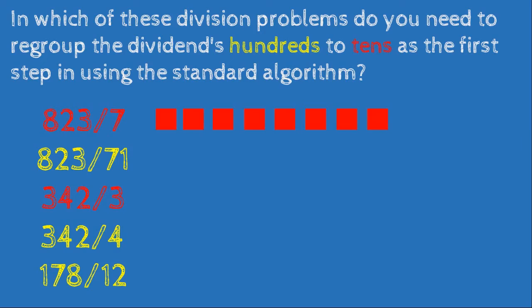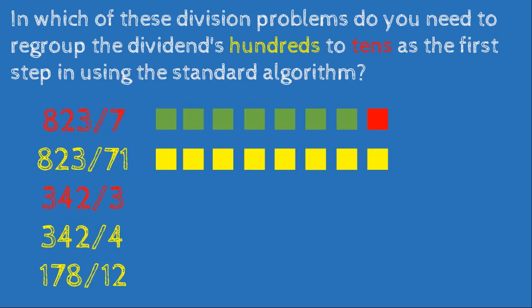If we have 8, how many times can 7 go into it? That would be 1 with 1 left over. So we know that we can actually do that one. We don't have to regroup the dividend's hundreds to tens because 7 does fit into 8. And the next one, again, in 823, the first number is 8. So how many times can 71 fit into that? And obviously, that one goes over. So for that case, we do have to regroup the dividend's hundreds to tens.